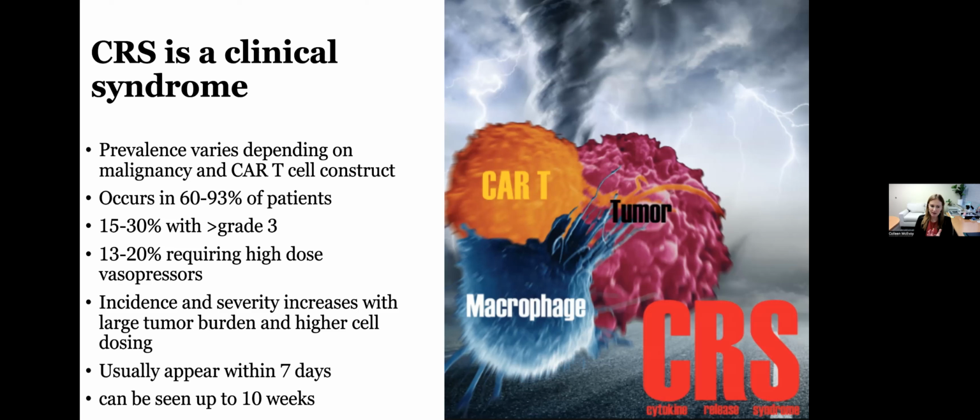It depends also on the tumor burden and that higher cell dosing, like we talked about earlier. It usually appears within 7 days, but can be up to 10 weeks. And it depends also on the CAR T construct. Some of the newer agents, CRS will appear within the first 1 to 2 days. And so making sure that you have good discussions with your oncology team about this specific CAR T product is incredibly important.